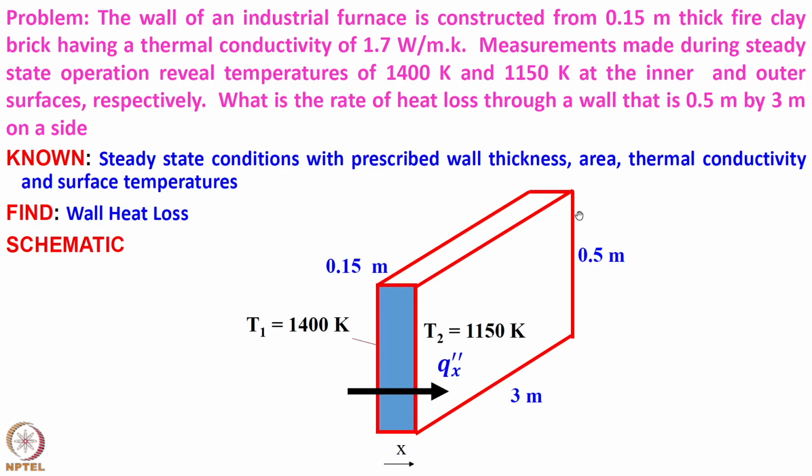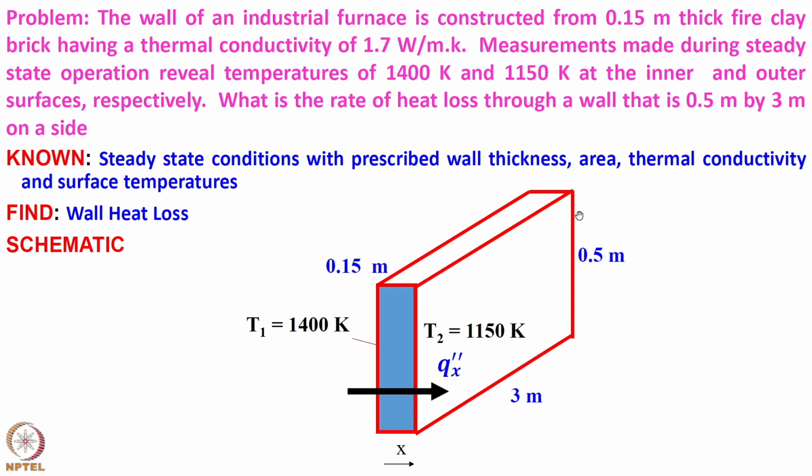So this is a wall of an industrial furnace constructed with 0.15 meter thick fire clay brick having thermal conductivity so and so. Measurements during steady state operation reveal 1400 Kelvin and 1150 as the inner and outer wall temperatures. What is the rate of heat loss for a given wall whose dimensions are given? So we have a wall and we have two temperatures prescribed, one at the left end and the other at the right end of the wall, and the wall has a finite thickness which is given to me, 0.15 meter. The dimensions of the wall are given, so the area is given to me.